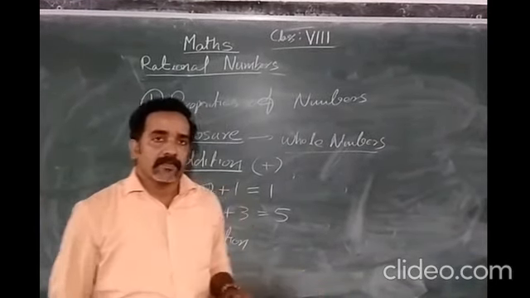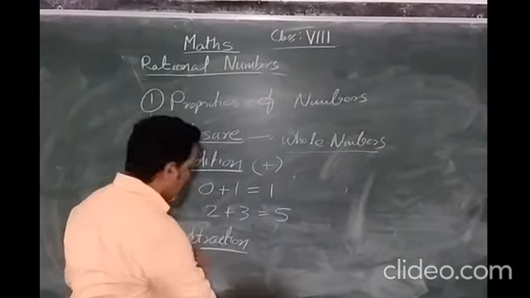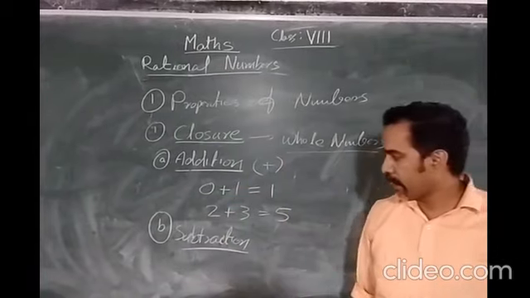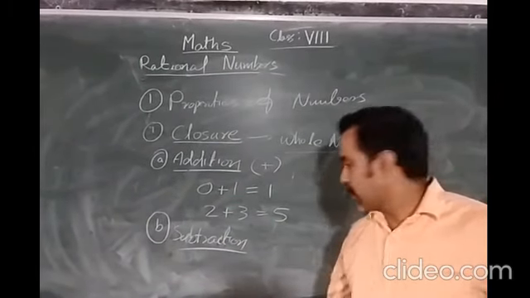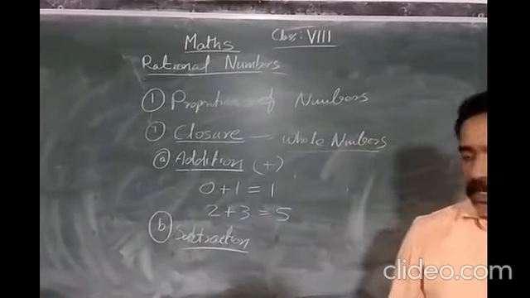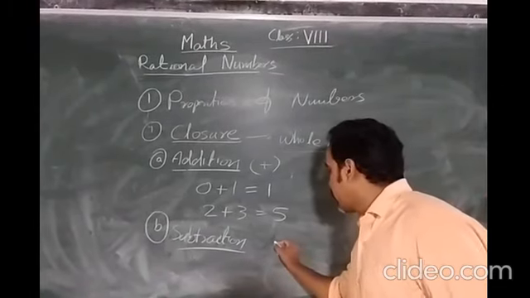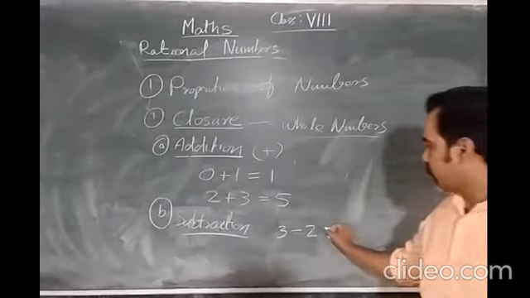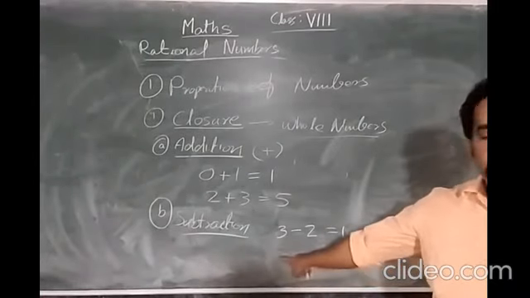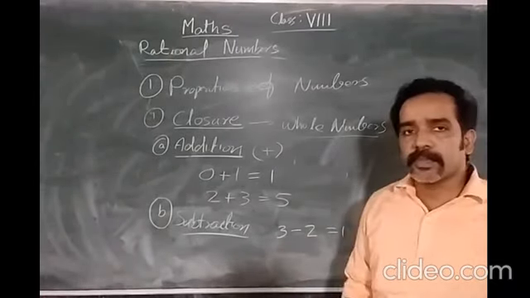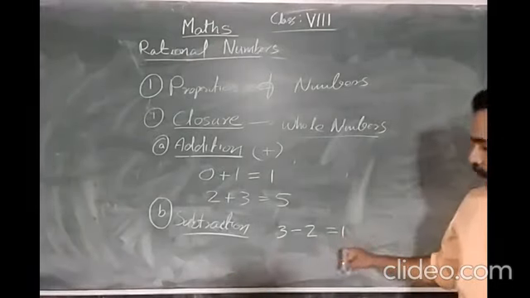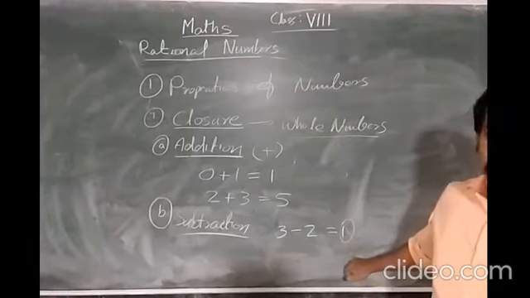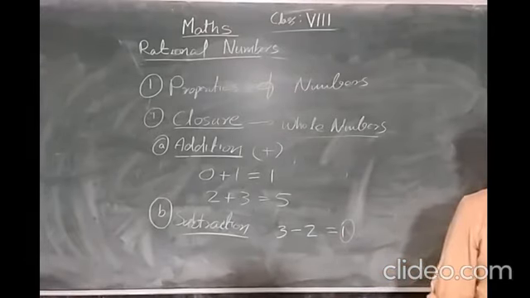Subtraction. How do you think, whether subtraction is closed or not? What do you think? Subtraction: take any two whole numbers, say 3 and 2. 3 minus 2 is equal to 1. Here 3 is a whole number, 2 is a whole number, and the difference is also a whole number.